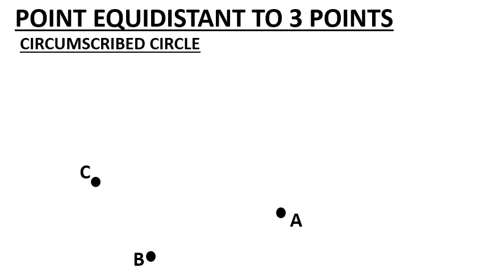All right, there are two constructions here in the 1B notes. This first one is the point equidistant to 3 points, also called circumscribed circle, because when you get done, you can make a circle. It'll go through each of the 3 points.